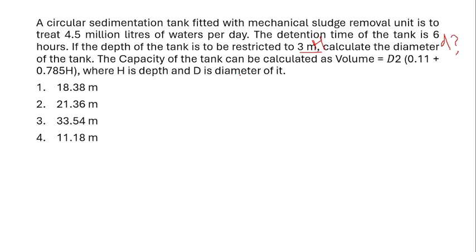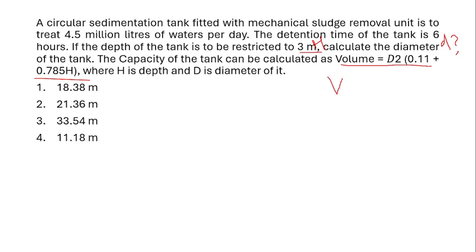The capacity of the tank, that is the volume, can be calculated by using the given relation, which is D square into 0.11 plus 0.785 H. Here H is the depth, D is the diameter. To find this, we know D is the unknown and we know H is given. Volume is to be calculated. How can the volume be calculated?